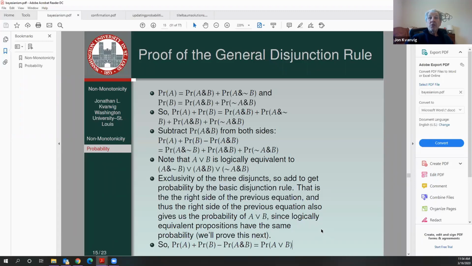It completes the proof provided logically equivalent propositions have the same probability. I've asserted that, but we haven't proven it yet. So let's do that. Anyway, that's the first very important proof. The general disjunction rule tells you what to do with the disjunctions when the events or propositions in question are not exclusive of each other.